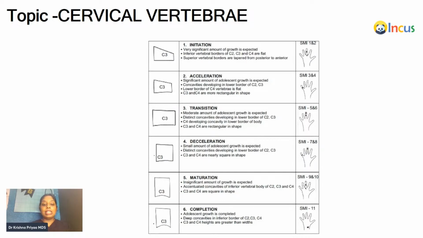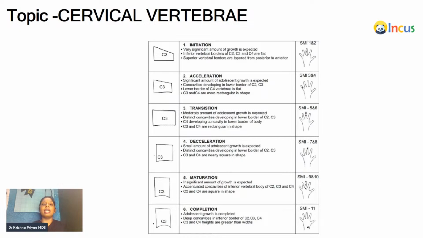Maturation: an insignificant amount of growth is expected. That is, the C3 and C4 are almost square shaped, and accentuated concavities develop under C2, C3, and C4. In this case, only 20% of the growth is remaining. In completion, 0%, the growth is actually completed.